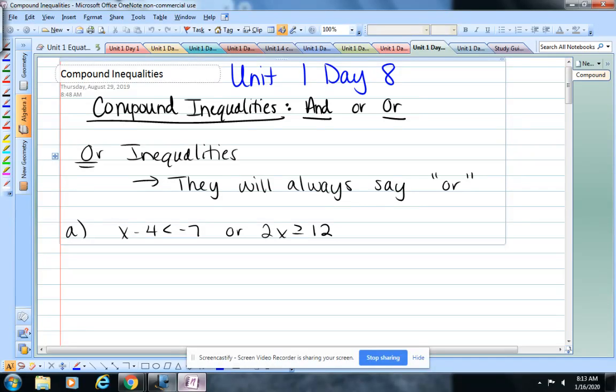Okay, so today is Unit 1, Day 8. We're almost at the end of this first unit, which is equations and inequalities. We're going to finish up with Day 9 tomorrow, and then we'll be ready for our test. But we started talking about inequalities yesterday, right?